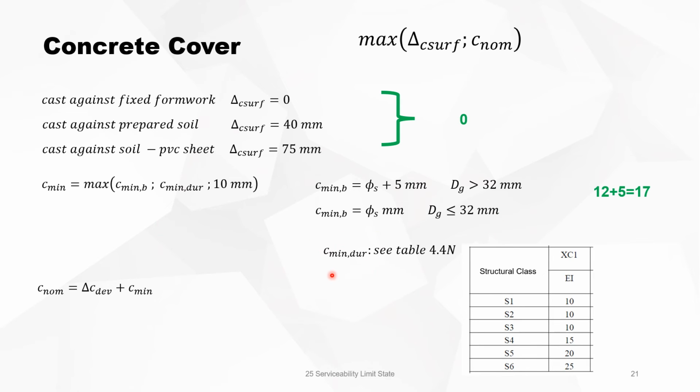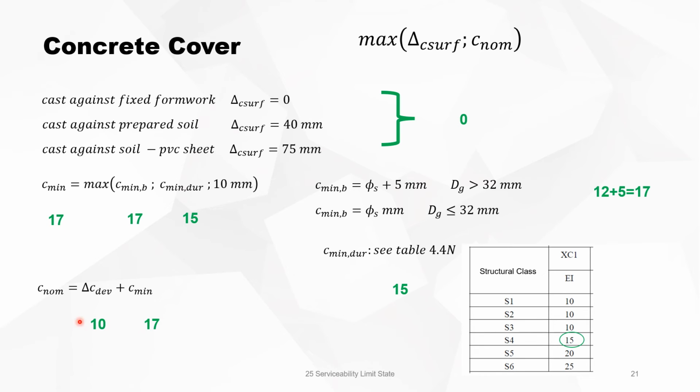Then we need to calculate the semi-dur. We have the structural class. It's a home, so it's S4. It means for inside the house, it's 15. So semi-dur is 15. It means that this is 17, 15, and 10. So the maximum is 17.